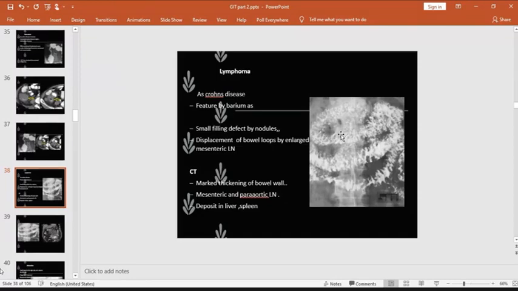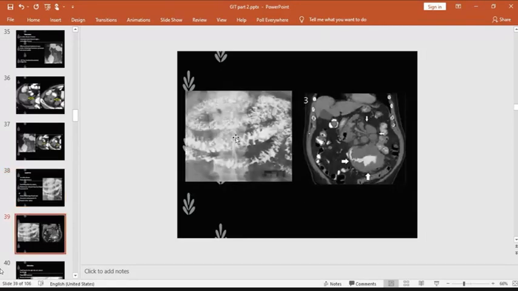Small bowel defects caused by nodules, and displacement of the small bowel by the lymphomatous mass and by mesenteric lymph nodes. CT indicates marked thickening of the bowel wall, mesenteric and para-aortic lymph nodes, and we can detect deposits in other organs in the abdomen. If you look at this, there is thickening of the mucosal fold, and by CT severely thickened wall with a narrowed lumen. All of these findings are non-specific for the disease, but according to the history, the clinical examination and laboratory investigation, we can reach the final diagnosis.